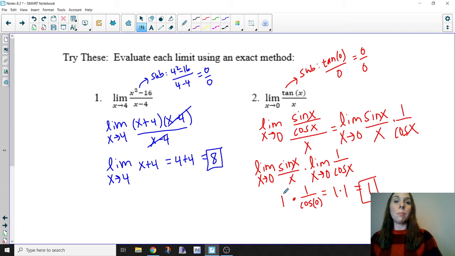We proved that back in the first unit of this course, and we use that limit a lot throughout the course. And for this limit, the limit as x approaches 0 of 1 over cosine x, we can substitute 0 in for x because cosine of 0 is 1. And so that leaves us with a limit answer of 1.